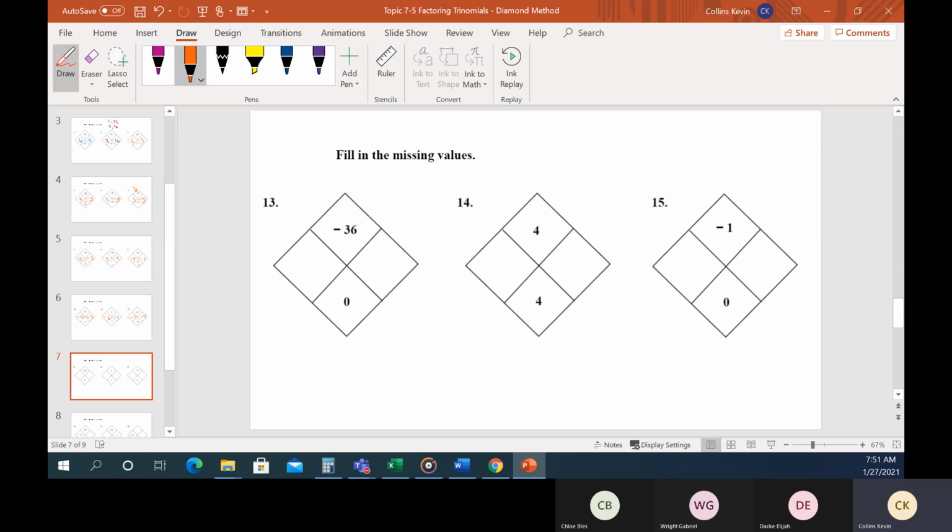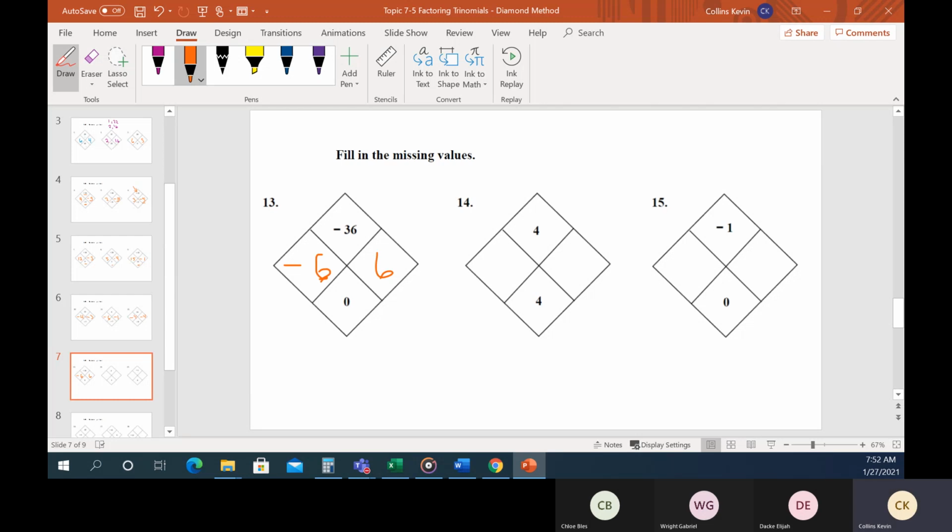Okay, so this one, we have a negative at the top. So that means one of them has to be negative, right? And then our numbers add together and give us 0. So I think we kind of talked about one similar to this before. What's our guys? Negative 6, positive 6. Good. So negative 6 times 6 gives me negative 36. And 6 minus 6 gives me 0. Awesome.